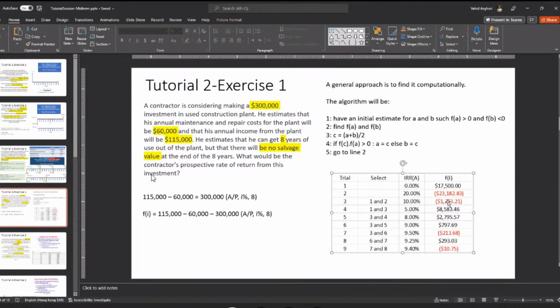So what should be the next step? We make another guess. The guess should be a number between trial 1 and trial 3, which is about 5%. If we put 5%, f of I will be a positive number. Can you tell me why the next number should be 8? Can anyone tell me why in the next trial I should find 8?